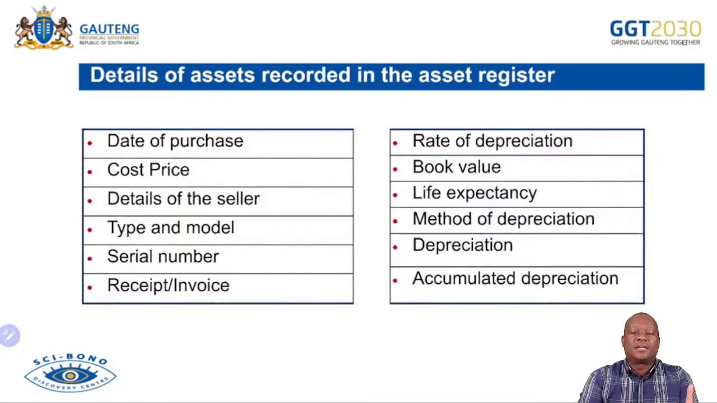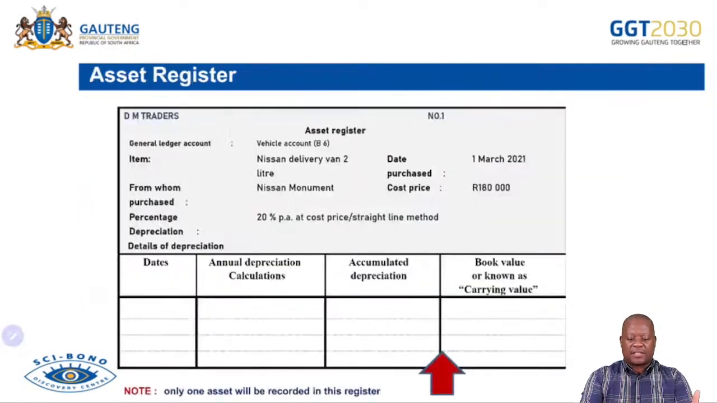So you are going to see that when an asset is recorded in an asset register, the asset register will look like this. Now, this is our business, DM Traders, and we have an asset. So we are going to look into which account it is recorded in. That's the vehicle account, which is B6 in our ledger. What item is it? Nissan delivery van 2 liter. And where did we buy this from? Nissan Monument. So you can see all the details about the asset are found on the asset register. We even know the date on which it was purchased. We even know the cost price of the asset. We even know what method and rate we are going to be using to depreciate this asset from the information that is given.